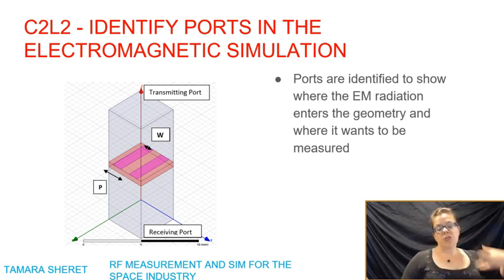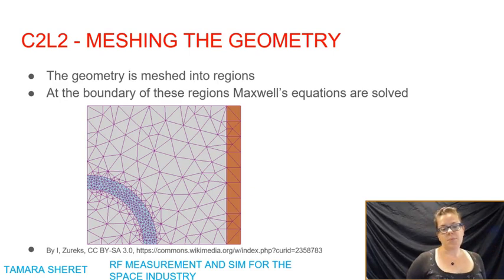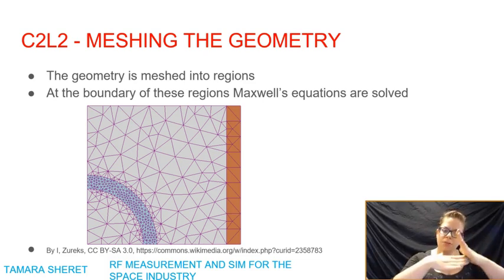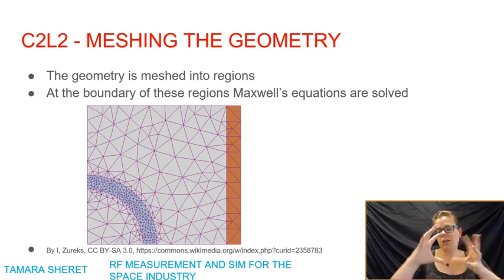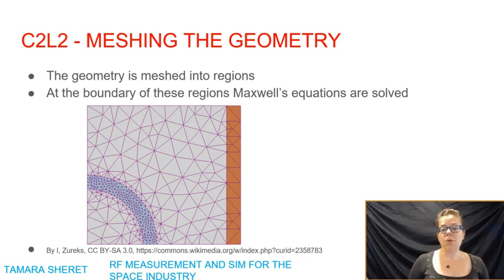So you draw your geometry, you hit mesh, and HFSS meshes the geometry into regions. Unfortunately, I haven't got a picture of the actual reflector grid lines, but this is a representation of what you'll see. And it's at each of these boundaries of each of these little tetrahedra that the geometry is broken up into, that HFSS solves Maxwell's equations.